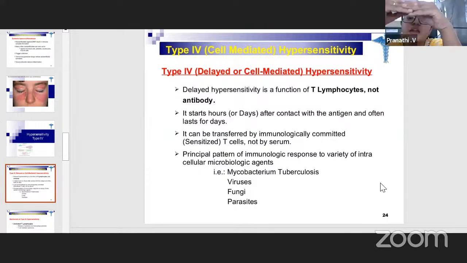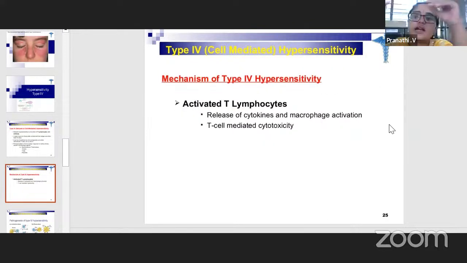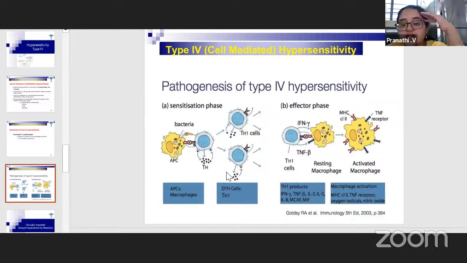So different kinds of viruses, fungi, and parasites cause this type of hypersensitivity, because of release of macrophages and cytokines. So what happens? On first exposure, you have APCs that come, macrophages, and then delayed T helper cells and T helper type 1 cells. Second, you have production of interleukins. And then again, activated macrophages will be there. Finally, the antigen is going to be killed.